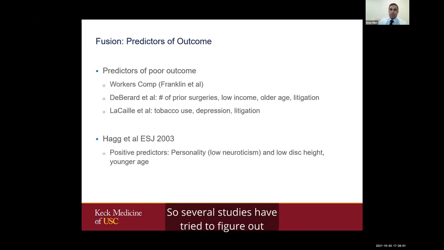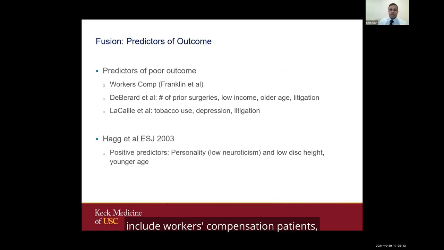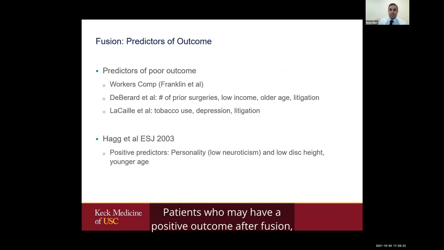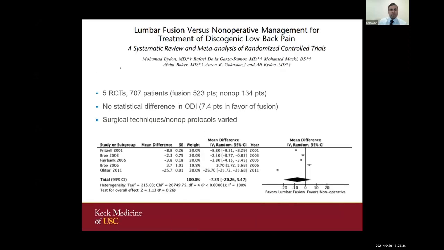So several studies have tried to figure out why some studies show benefit and why other studies show no benefit of fusing patients with lumbar degenerative disc disease. And there's a lot of confounding variables. But some of the confounding variables that predict a poor outcome after surgery include workers' compensation patients, a history of prior surgeries, low income, older age, litigation, tobacco use, depression, etc. Patients who may have a positive outcome after fusion tend to have low neuroticism, a low disc height, and they tend to be younger patients. But once again, this is all very controversial and not very well understood, to be honest.